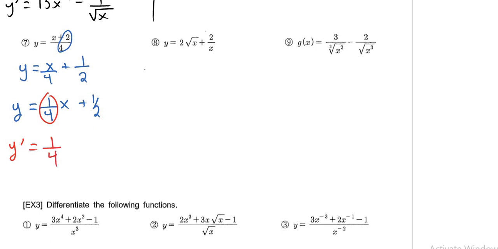All right, question number 8, I would rewrite this again. This time I would rewrite the radical as a power, so this would be 2x to the 1/2 plus, and this expression here would be 2x to the negative 1.